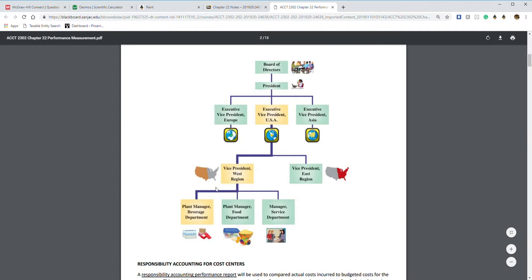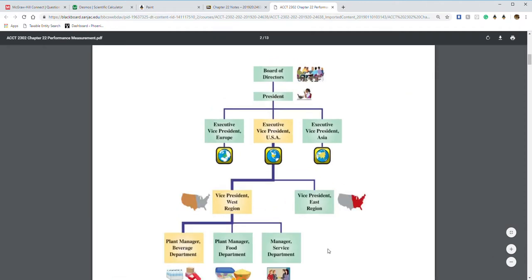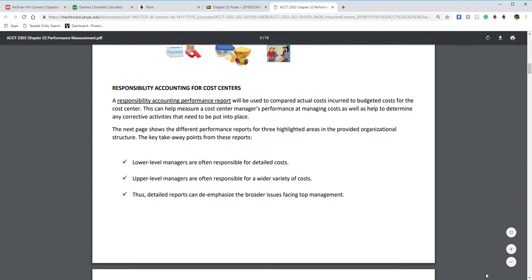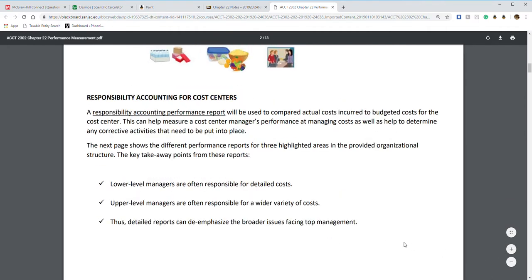And let's go West because good old Texas is part of the West division. It has 3 departments that the West region vice president looks at, and they're all different plants. So you've got the plant manager for beverage, the plant manager for food, and then of course the manager for the service department. Okay, so this is the organization chart. It shows who's over who and who has to manage the cost.